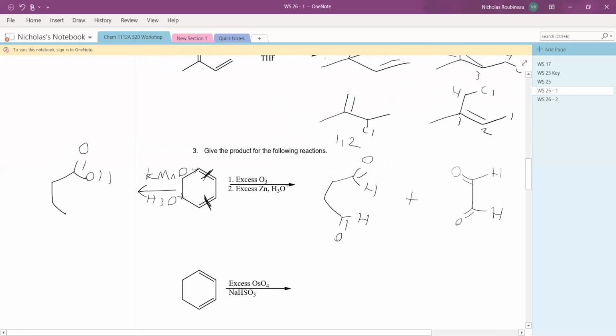Wherever you would get an aldehyde when you cleaved with ozone, you get a carboxylic acid instead because it oxidizes the carbons. So you get this, and it looks weird, but those are both carboxylic acids instead of aldehydes.